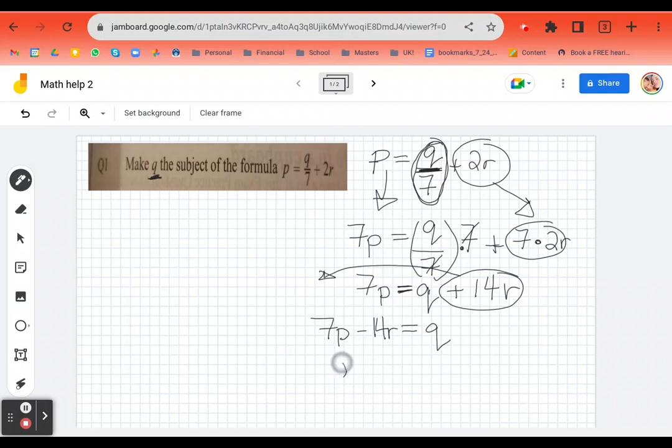Now, I just happen to like my subject on the left side. It's the exact same thing. If I write Q equals 7P, sorry, my pen's now not working, minus 14R, it's the exact same thing.